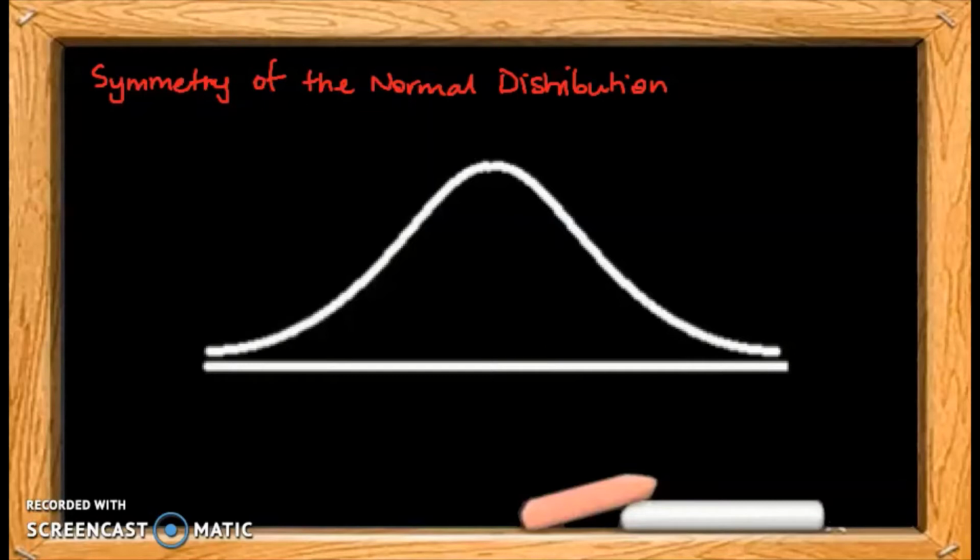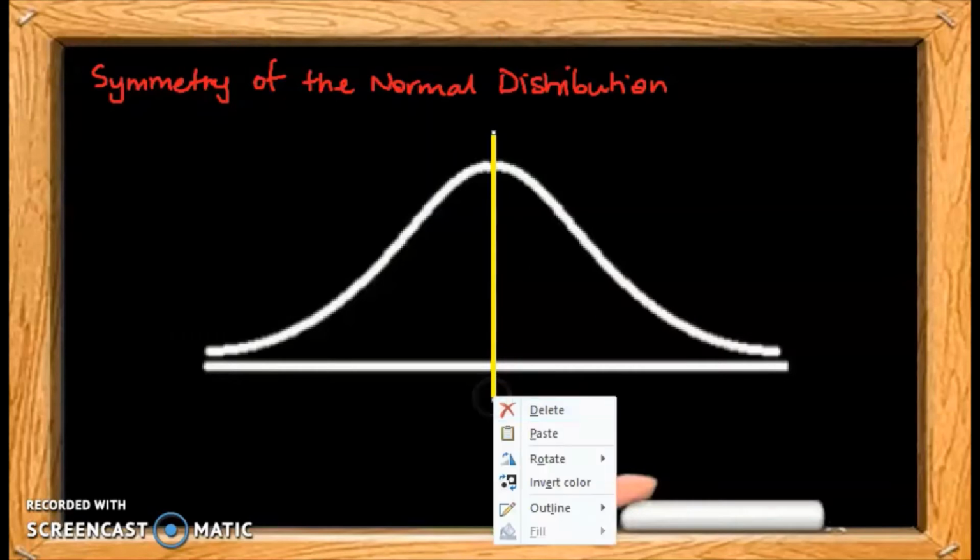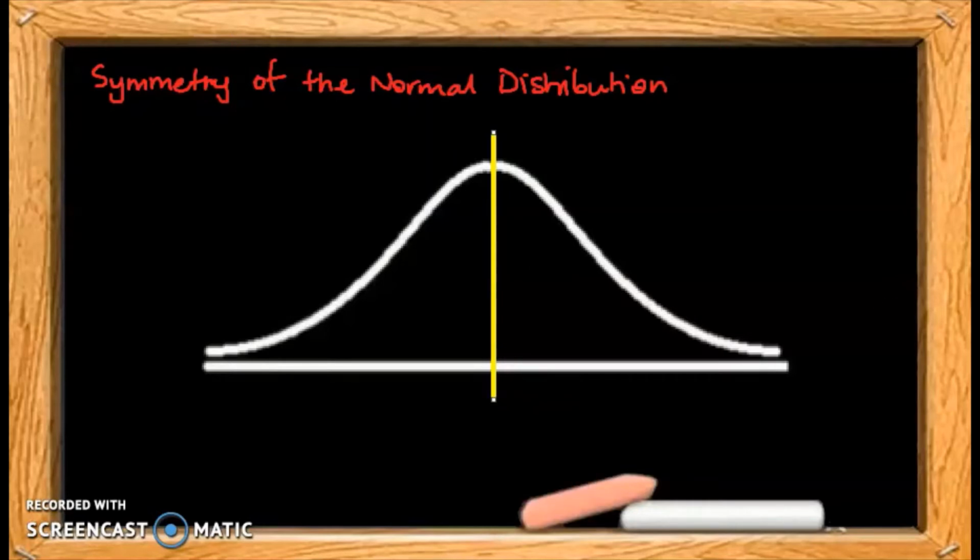The normal distribution is a continuous probability distribution, and it's completely symmetrical. So that means that if I consider the point right in the middle, or I divide it like this, it looks exactly the same on the left-hand side of that line as on the right-hand side of the line. So that means I know that 50% of my values are to the left and 50% are to the right of that line.